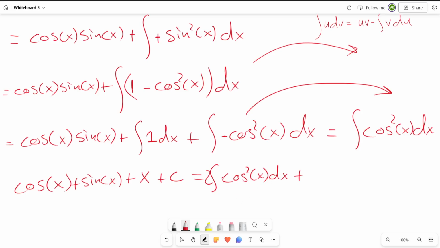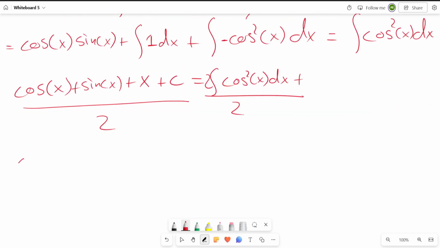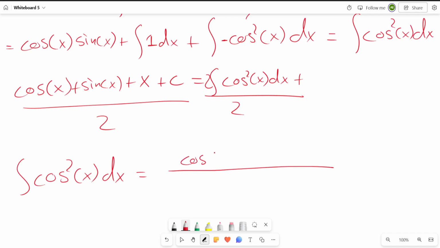So if I want to get the answer for integration of cosine squared dx, I'm going to divide by 2, divide by 2. So my answer to the question, which is integration of cosine squared x dx, is equal to this whole thing, which is cosine x sine of x. This is not plus, they're multiplied. Cosine x sine x plus c over 2. And this is going to be my final answer.